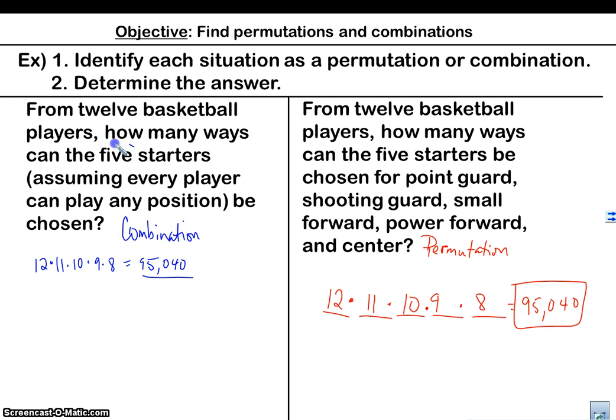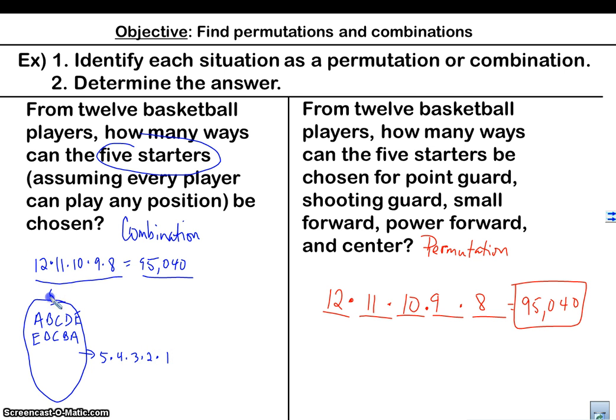Now the repeats happen from the 5 starters, right? A, B, C, D, E is the same as E, D, C, B, A. Well, how many ways are there to organize 5 different players? 5 different players can be organized 5, 4, 3, 2, 1. So I'm going to divide this whole thing by 5, 4, 3, 2, 1, which coincidentally is 5 factorial, right? Because it's going to go 5, 4, 3, 2, 1. So I'm going to divide it by 5 factorial, and I do that in my calculator, and I get 792.